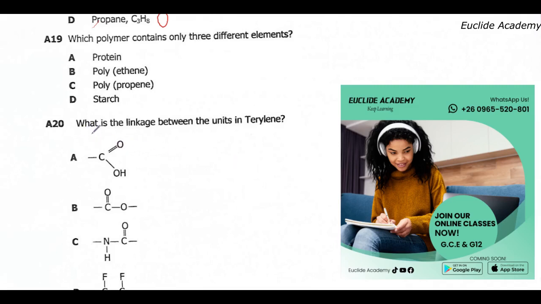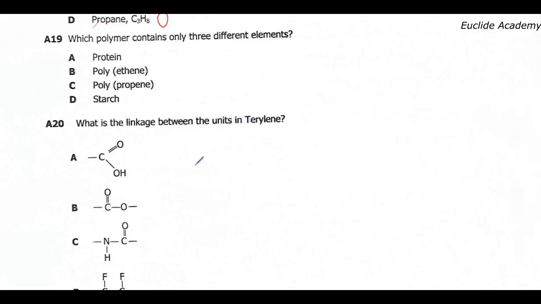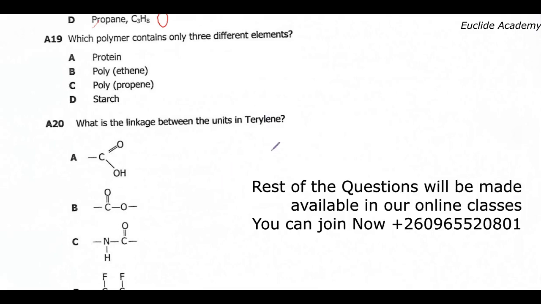So I'll give you the answer to question 20. What is the linkage between the units in terylene? The linkage in terylene is an ester linkage, and that has to do with carbon double bonded to one oxygen and a single bond to another oxygen. So it will be this one. That will be the answer, which is B.